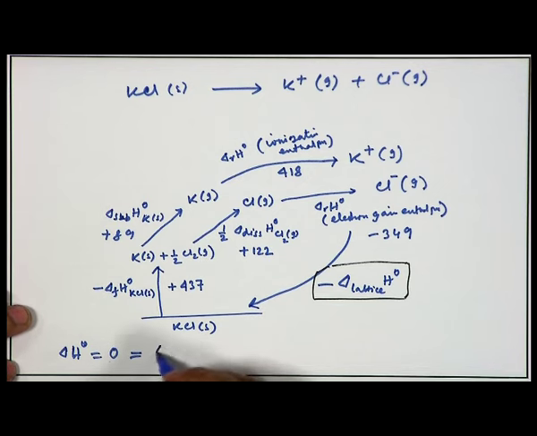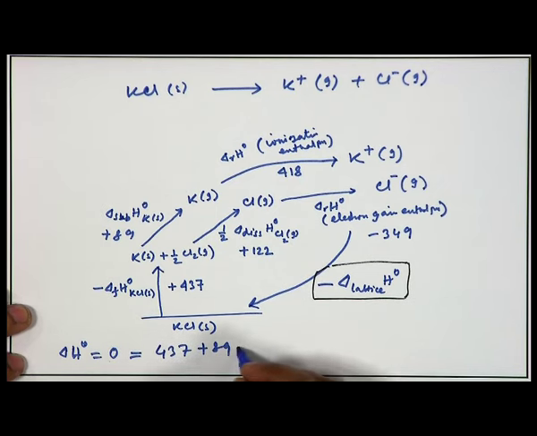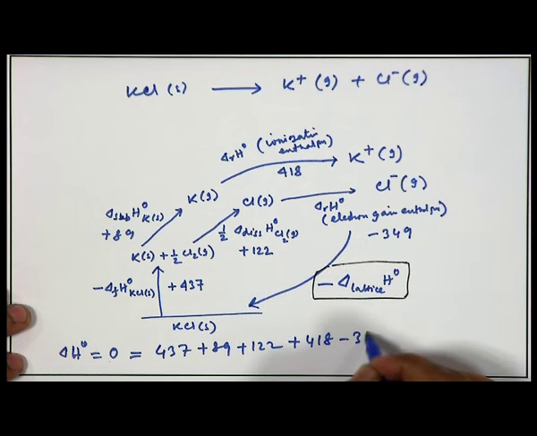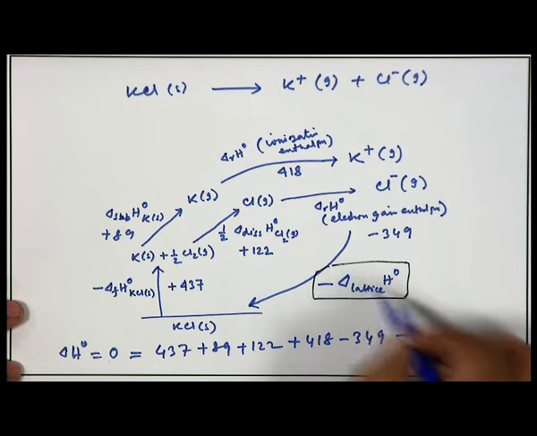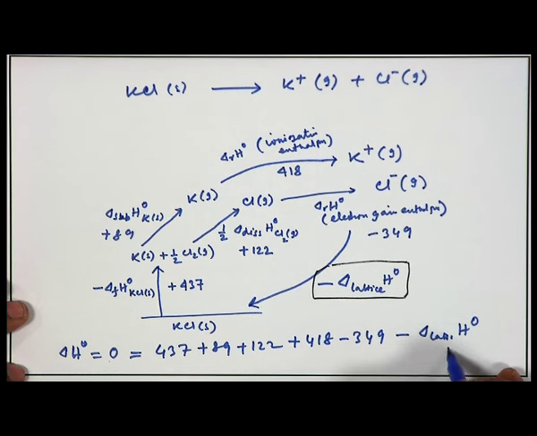So, we can just write 437, and add these numbers: 89, 122, 418, minus 349, minus the delta lattice H naught of KCl equals 0. From there you can get this value to be 717 kilojoule per mole.